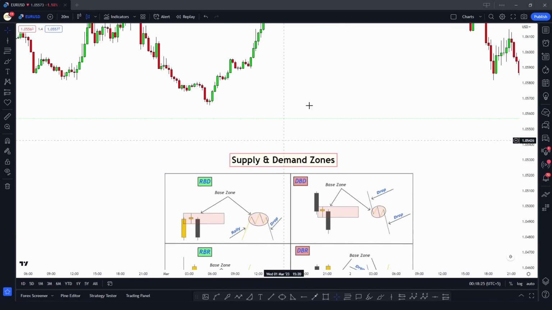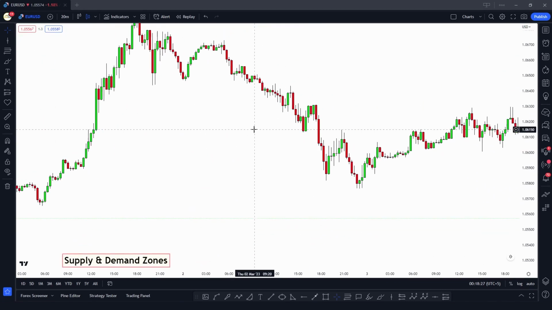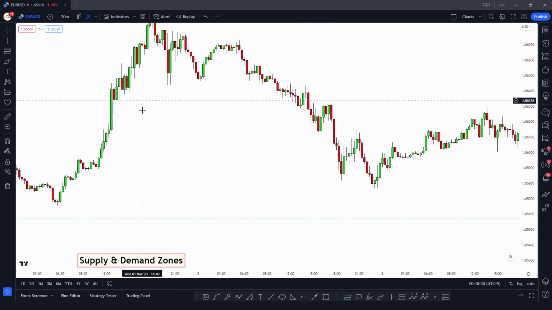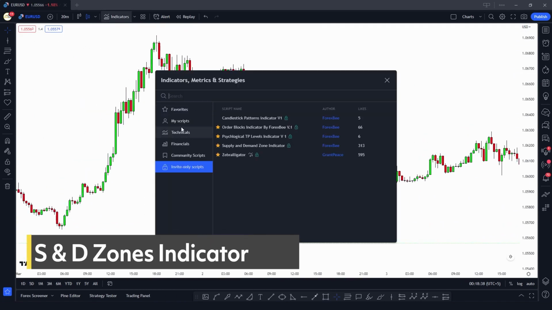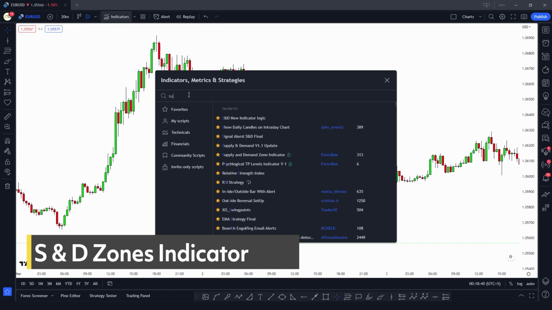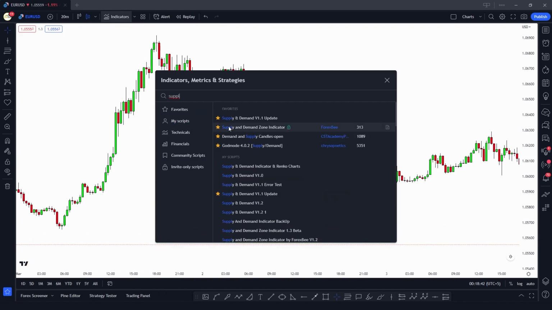But finding these supply and demand zones on the charts can be a tedious process. That's why the indicator comes in. So let me just go towards the indicator tab, and here I'm going to apply the supply and demand indicator. If I search for supply and demand indicator, you can see the supply and demand zones indicator made by ForexBee, and as you can see, it's being liked by a lot of traders. So traders are really loving this indicator. Let me just apply it to the chart, and let me hit apply.